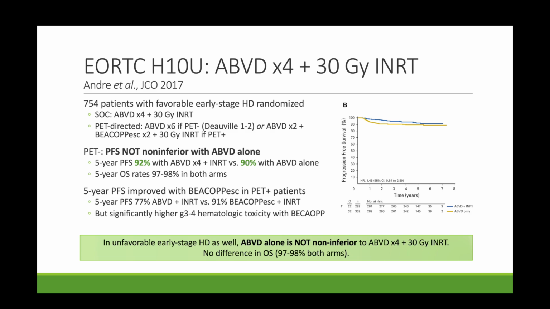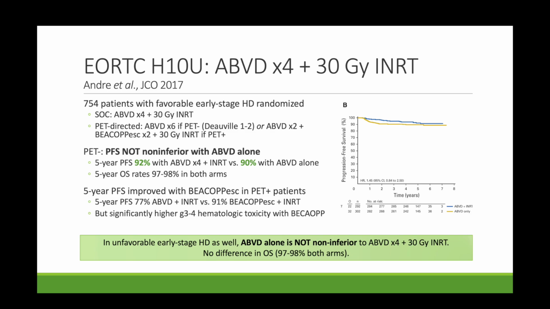But if you look at the absolute values, again, 92% versus 90%, one wonders how much of an absolute benefit does that really provide? And when you look at the overall survival, it was 97 to 98% in both arms. And so, again, you can see why folks may draw the conclusion that we understand that the progression-free survival is not non-inferior with the omission of radiation. However, it's still really, really good. And because the salvage rates are so good, maybe we can just spare the patients the toxicity of radiation.